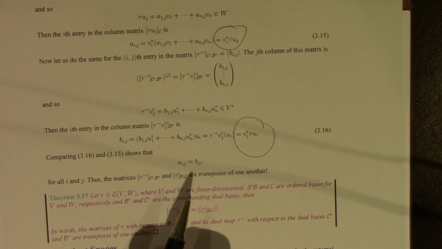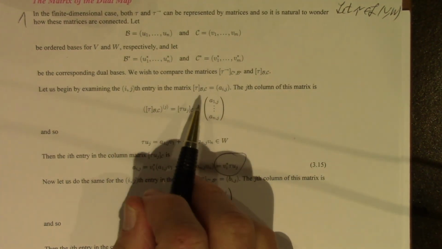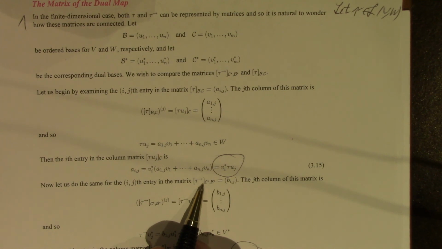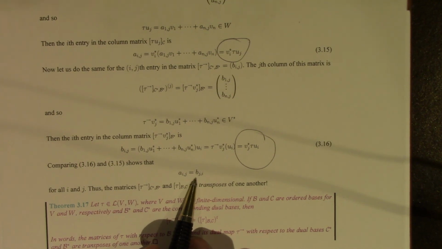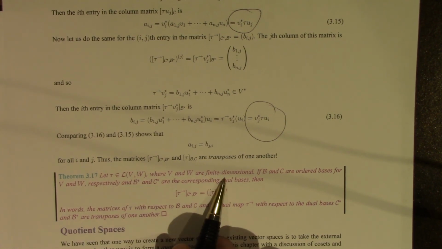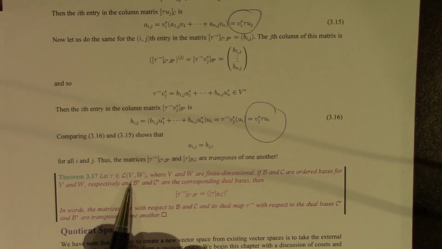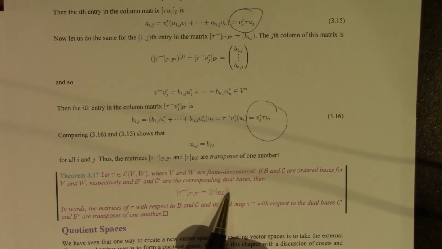Not bad. We started with a question, we did some analysis, we looked carefully at these two matrices, at their individual entries, and we discovered a very simple relationship between them. If tau is a linear map from V to W, finite dimensional vector spaces, and B and C are ordered bases with their dual bases, then these two matrices are transposes of one another.